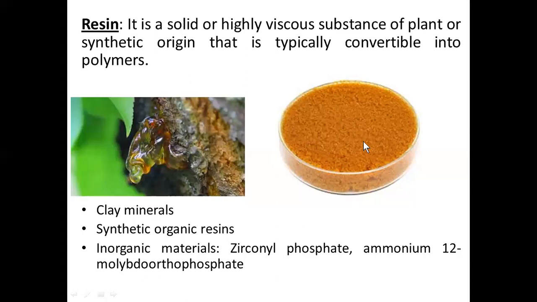And this is a man-made resin, and it is available in the market with a variety of brands. For example, Dowex 1: that is the chloride form of resin. Dowex 50 is the hydrogen form of resin. Amberlite, zeolite, Duolite, all these are brand names of resins.